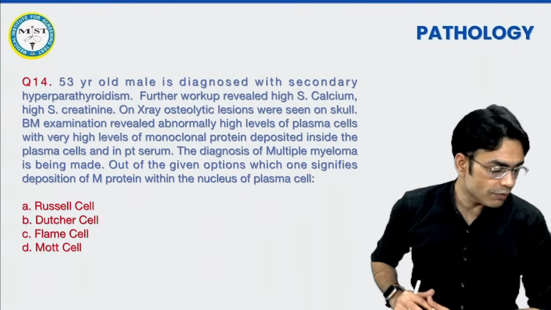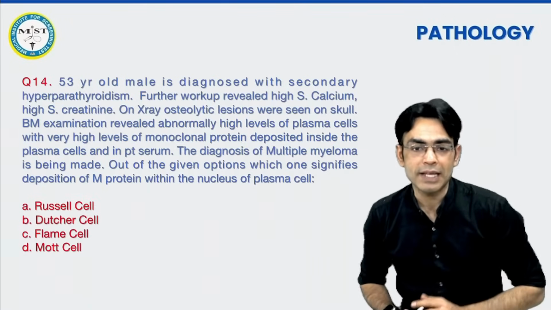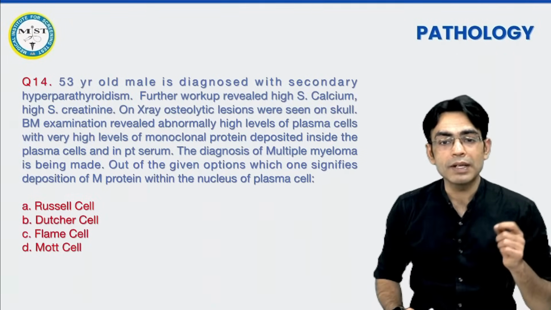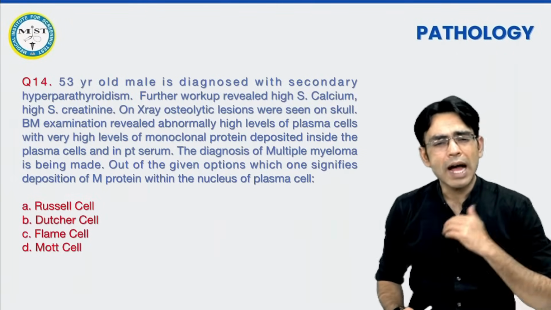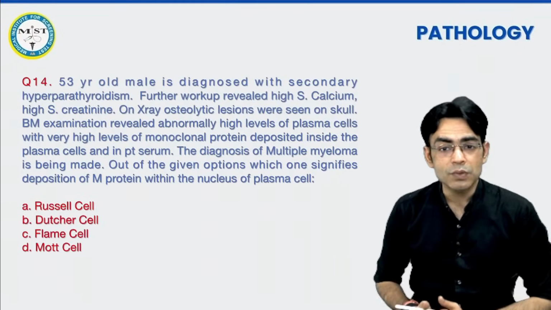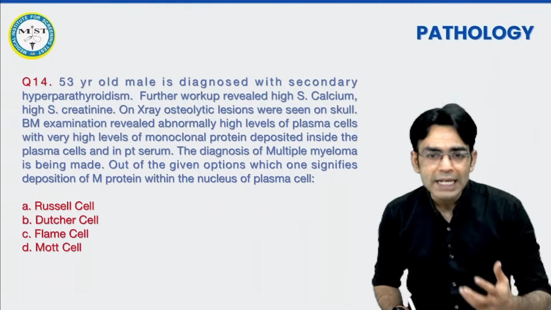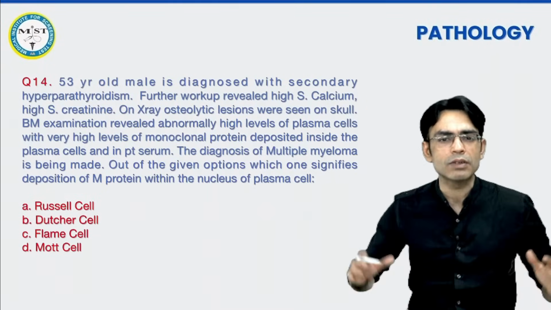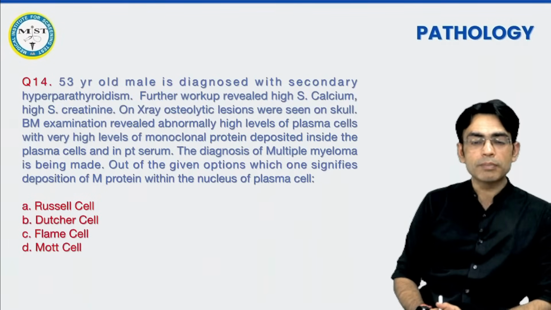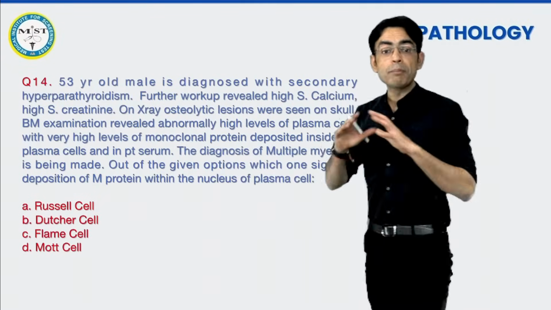14th. A 53-year-old male is diagnosed with secondary hyperparathyroidism. Further workup reveals high serum calcium, high serum creatinine. Okay. On X-ray, osteolytic lesions were seen on the skull. Bone marrow examination revealed abnormally high levels of plasma cells with very high levels of monoclonal protein deposited inside the plasma cells and in the patient's serum. So M protein is getting increased.